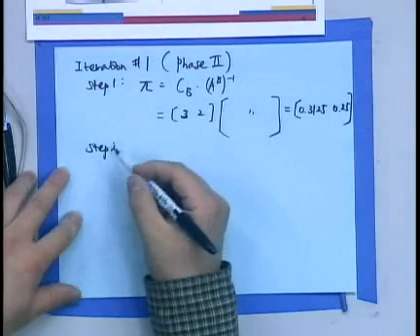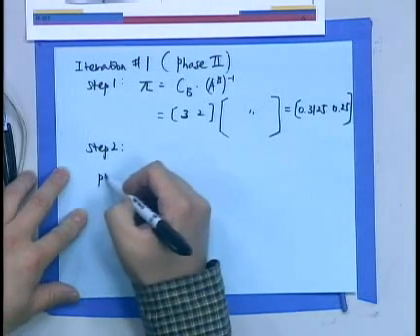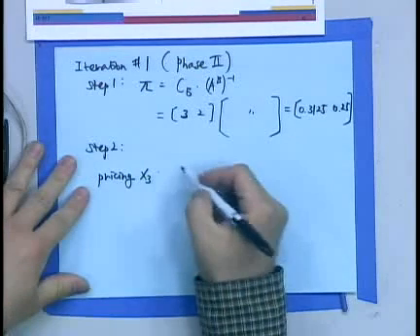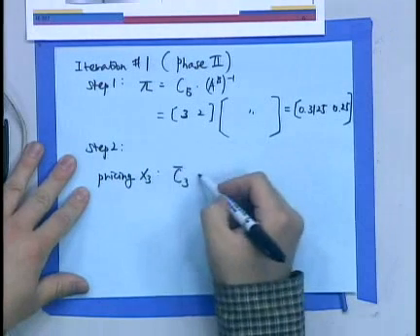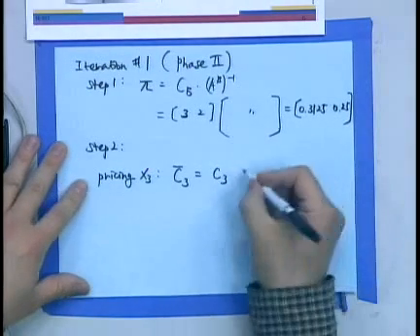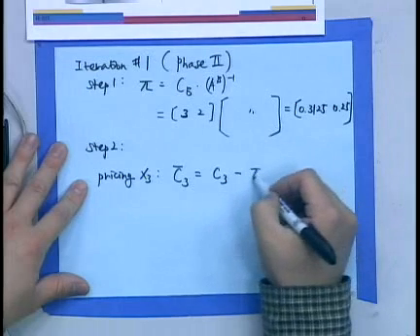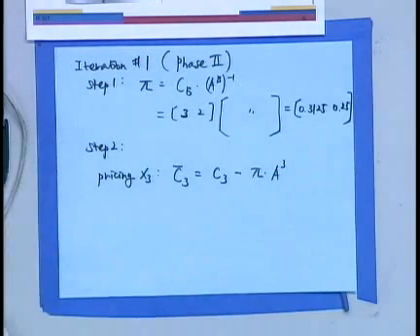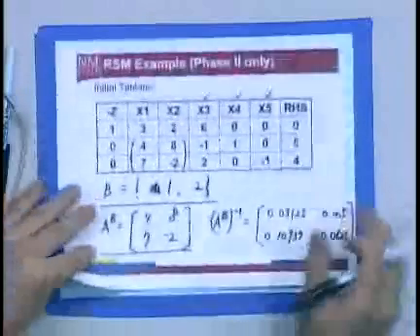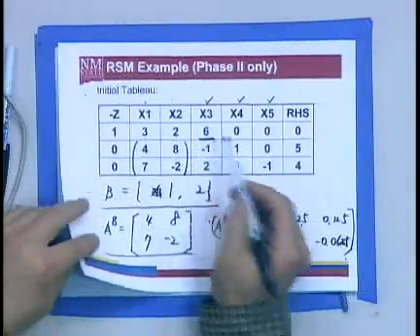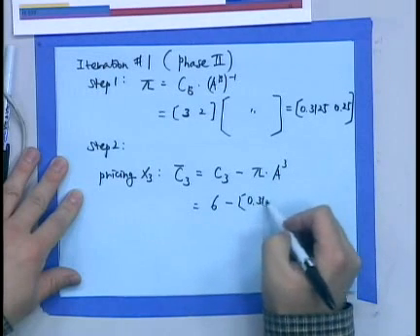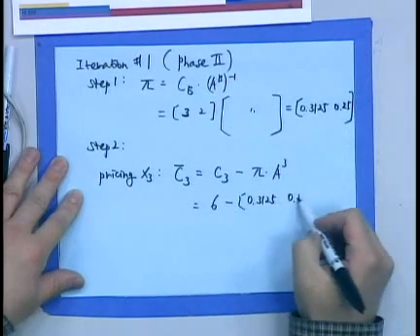So let's start with the x3 variable. Pricing x3. The reduced cost is C3 minus pi times A3, right? What is C3? That is the objective coefficient for the x3 variable. So 6 minus pi, 0.3125, 0.25.